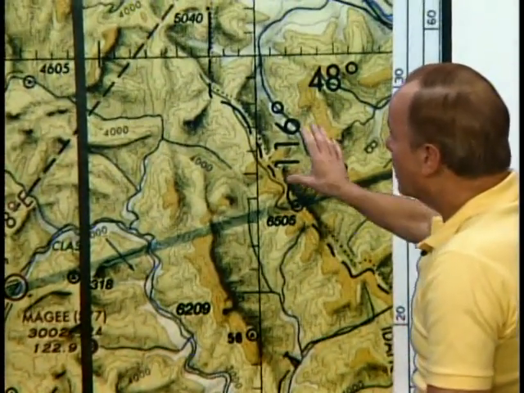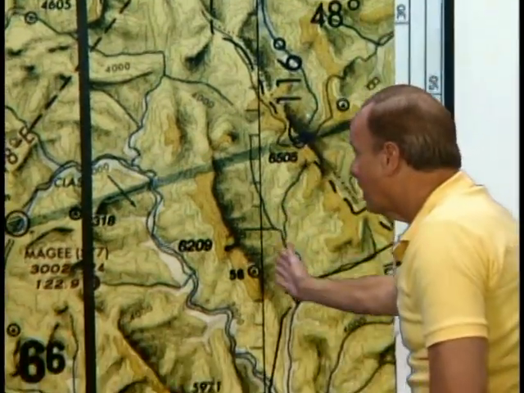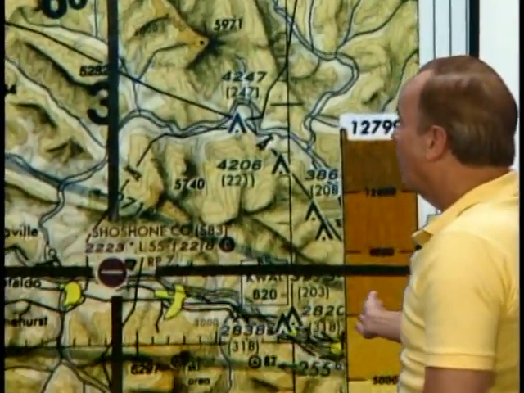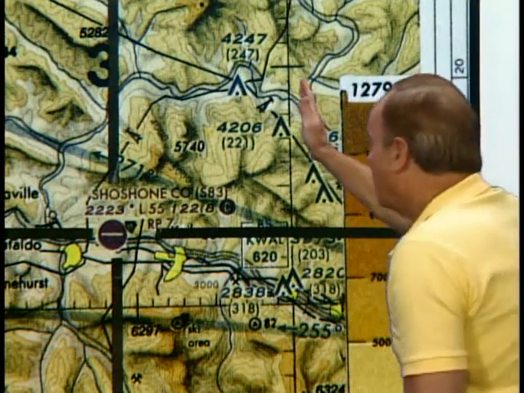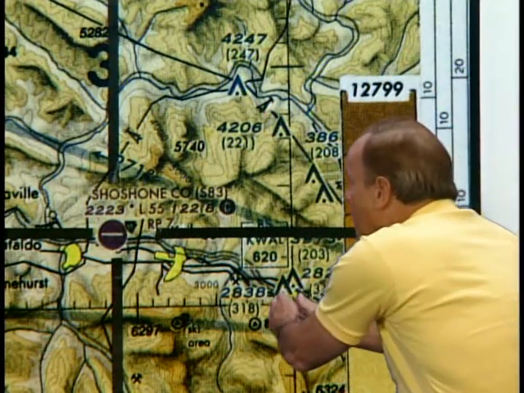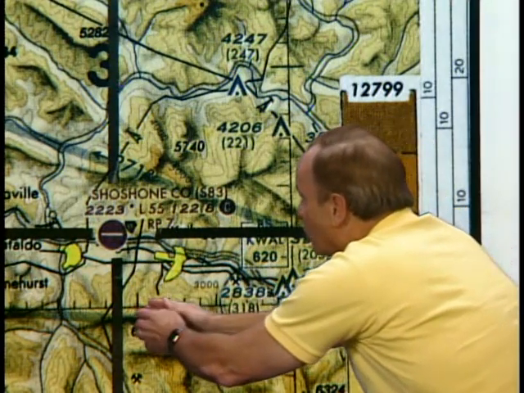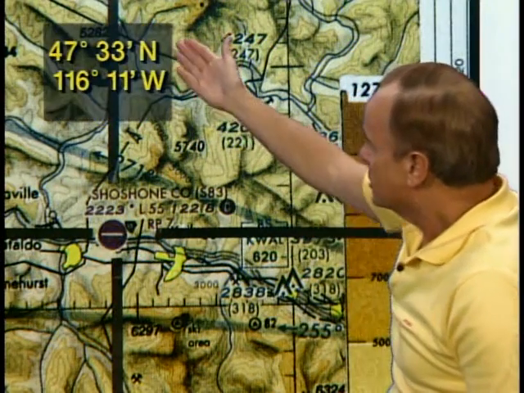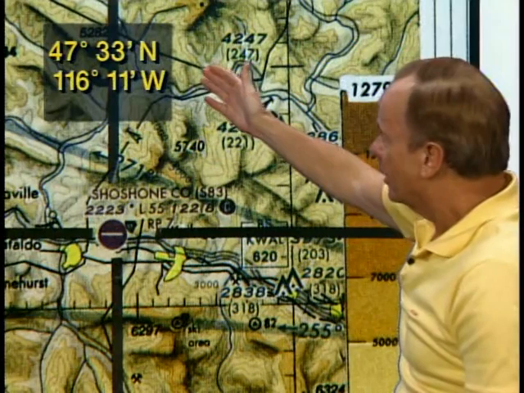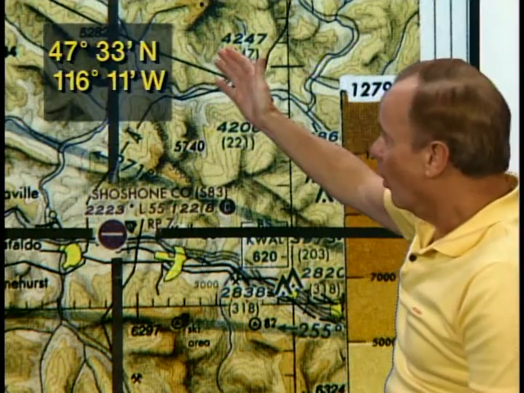And we find that that's 116 degrees. So let's go back and take a look at that and read our longitude off a line of latitude. Once again, it seems confusing, but here's 116 degrees. There's a major tick mark every 10 degrees, so that's 116.10. The next one is 11, so we're 116 degrees 11 west. So the latitude is 47.33 north, and the longitude is 116 and 11 west.